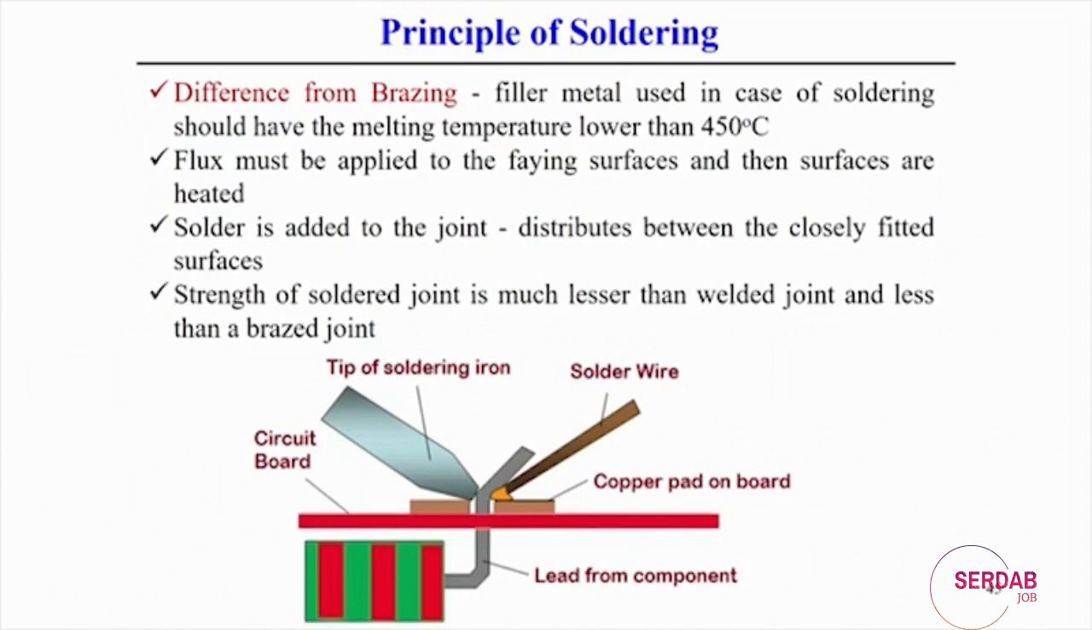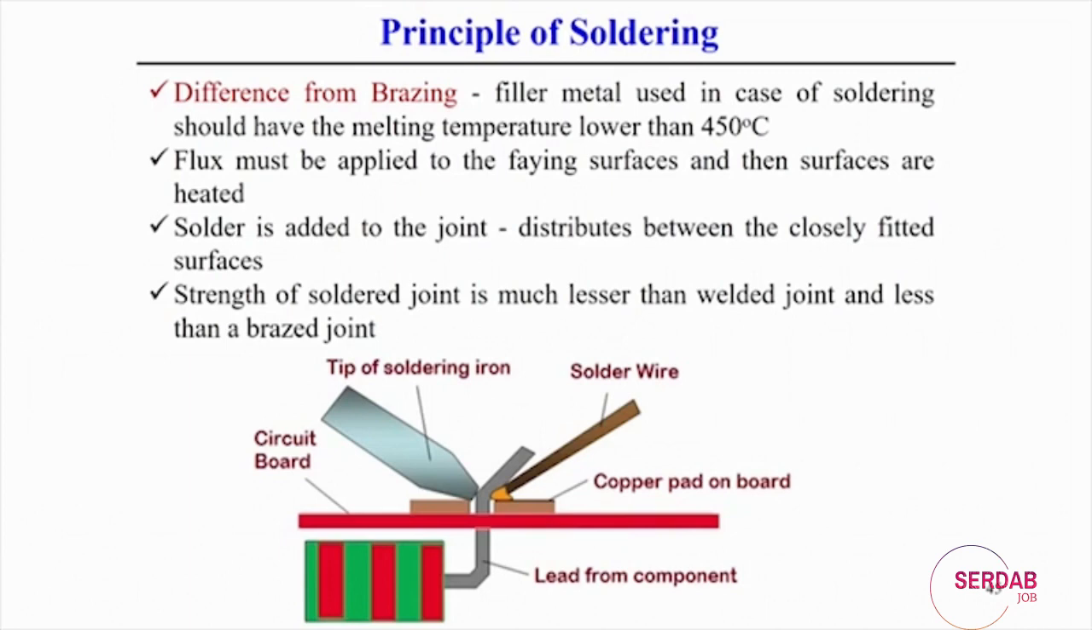The lead from the component, a solder wire, and the copper pad on the circuit board are used, with electrical heating through the tip of the soldering iron. The purpose is to melt the solder wire, which becomes part of the workpiece material that is joined. Practically, we see a huge application of the soldering process in electrical circuit boards, where electrical connectivity may be the main important factor, but mechanical strength may not be significant.